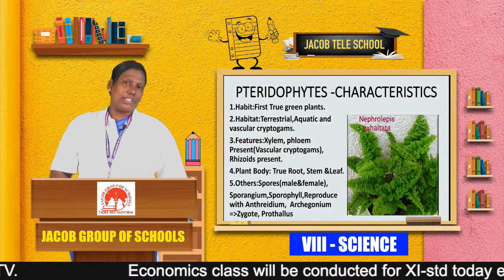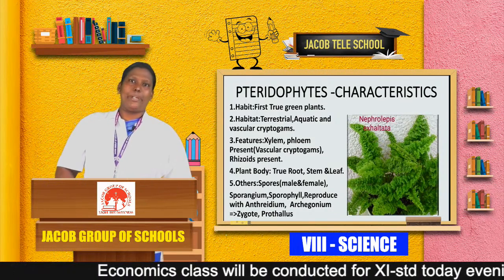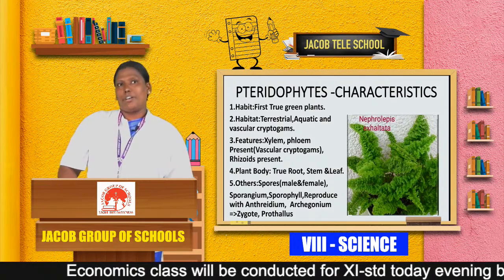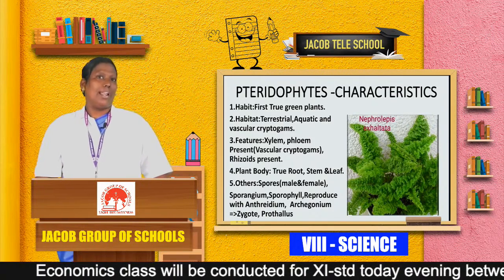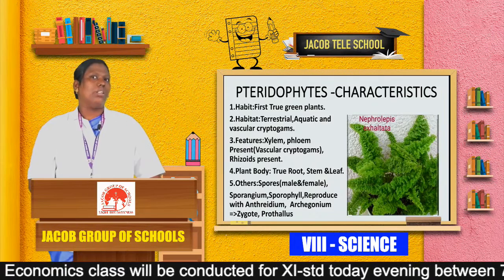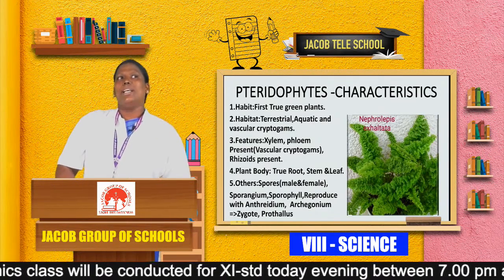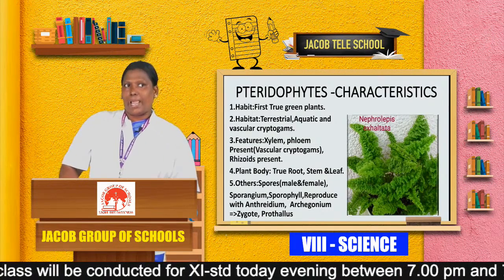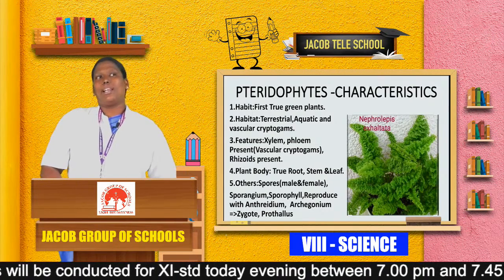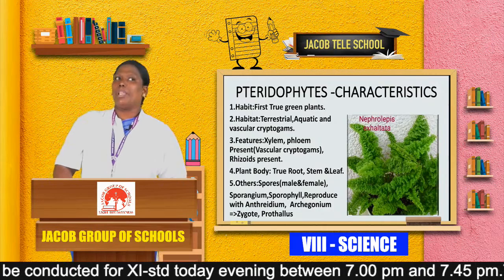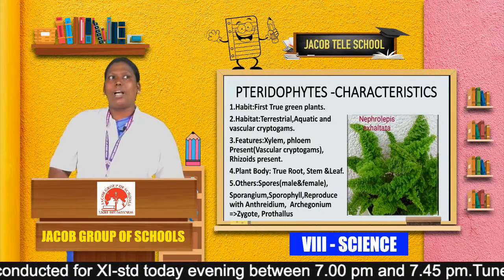Because bryophytes live both in land and water, and I was repeatedly telling you, pteridophytes can live only on the land, very rarely do they need water to live. So among the first land plants, it is the pteridophytes that come. They are the first true green land plants. Where they are living and how their plant bodies are, they may be on land, they may be on water.